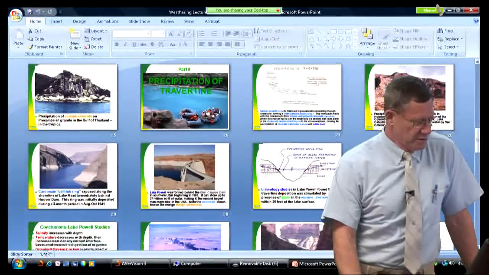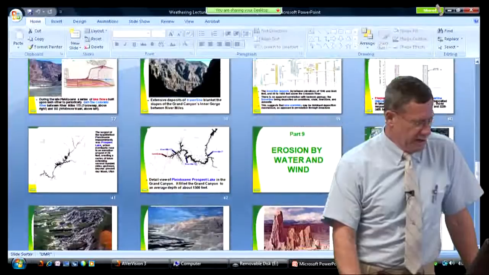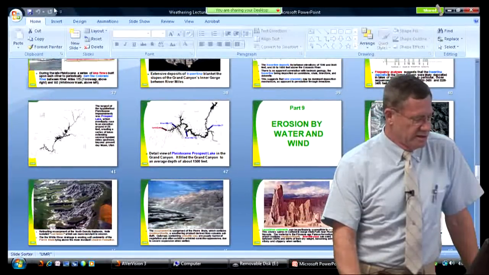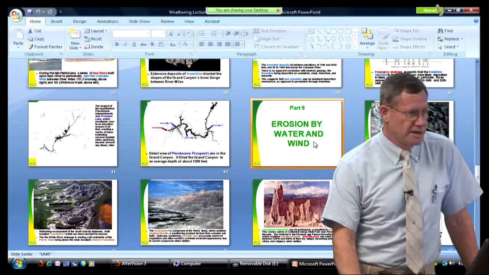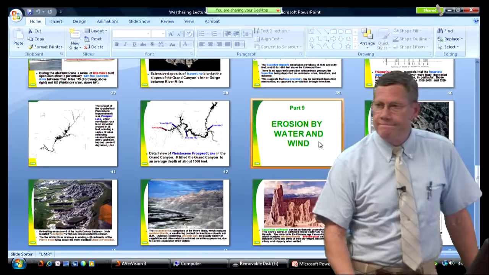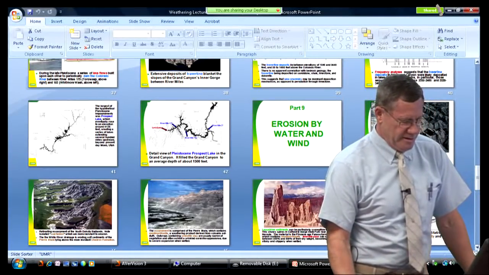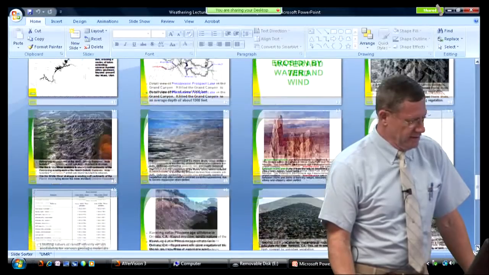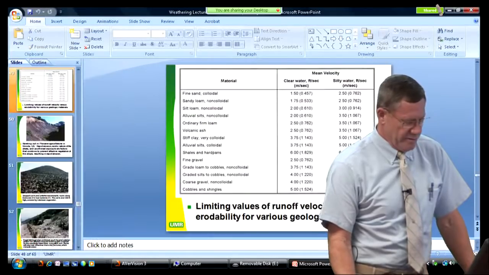So we were talking about travertine last time and salts. And I can't remember exactly where we got to. Did we talk about erosion by water and wind yet? We were actually in the middle of that when we stopped? I think so, somewhere in the middle. We started Number 7, limiting values of runoff. Slide number 7, limiting values of runoff. This one here? Yeah. Okay. Sorry, I can't remember. It's a while back.